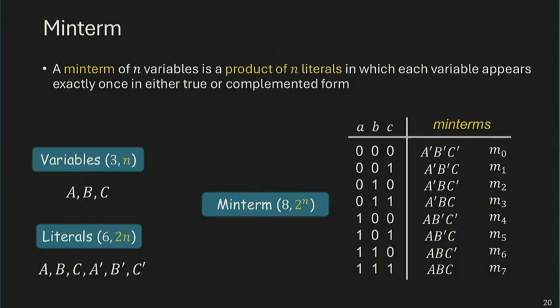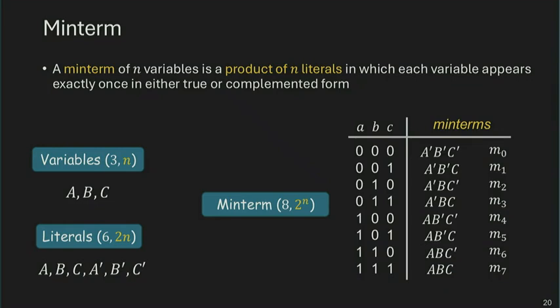A minterm of n variables is a product of n literals in which each variable appears exactly once in either true or complemented form. That's a complicated description. So a minterm is just a product of all the input variables. Some of them could be inverted, and some of them are non-inverted. So these are, precisely speaking, how we differentiate variable, literal, and minterm. Variables are the inputs to our circuits, so A, B, C. A literal is a variable appearing in either non-complemented form or complemented form. So you would have six possible literals for this three-input function.